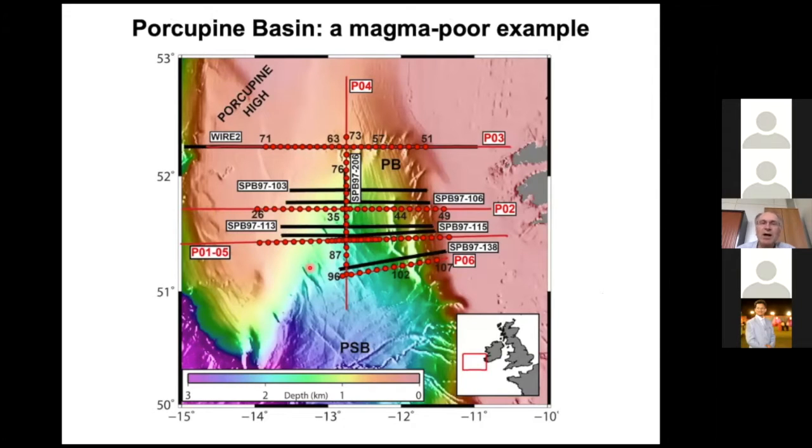Moving around the world briefly, I'm going to take Porcupine Basin. So this is another sort of, you might call it a failed rift, or it's a rift that's not gone very far. There's not a big ocean here. And this is a magma-poor example. So not much evidence for syn-rift magmatism here.